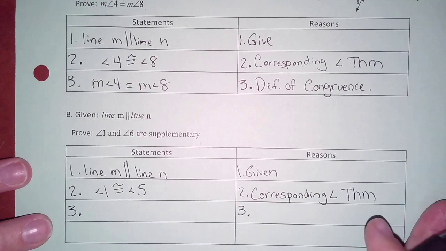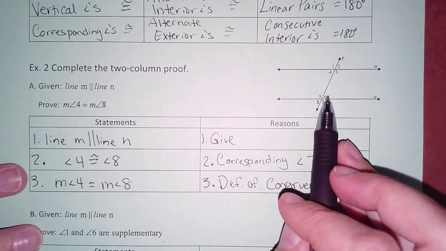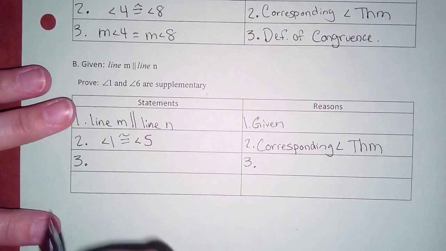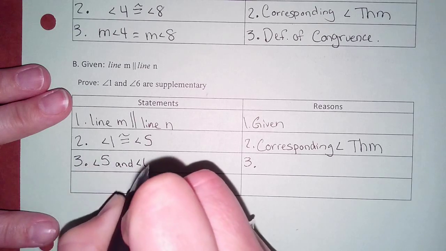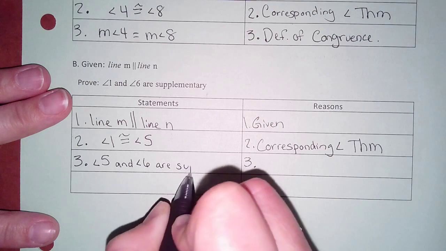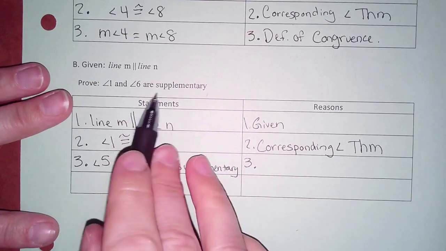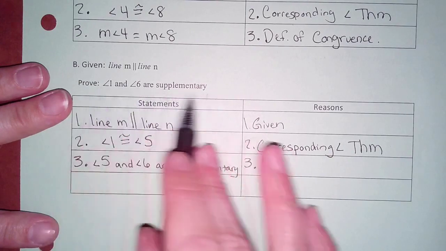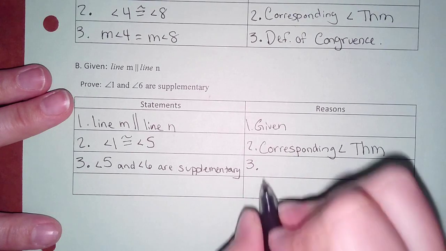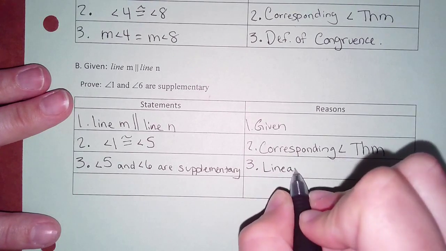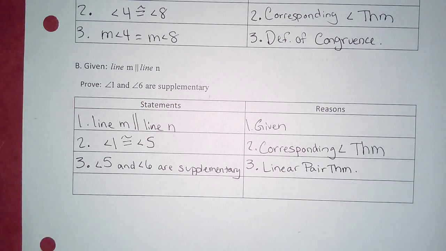I know that angle 5 and angle 6 are supplementary. So angle 5 and angle 6 are supplementary. So now I'm saying something like my proof step. I know that because they are linear pairs, so linear pair theorem. You could also say supplementary angle theorem.